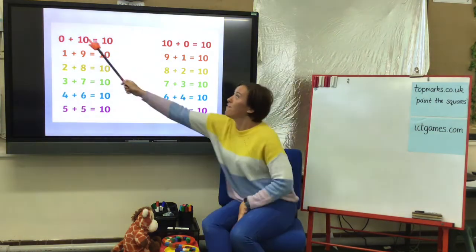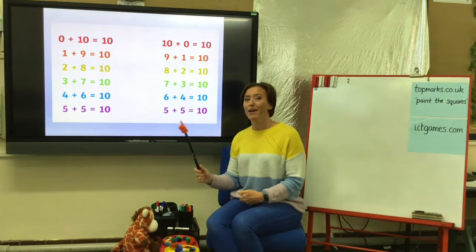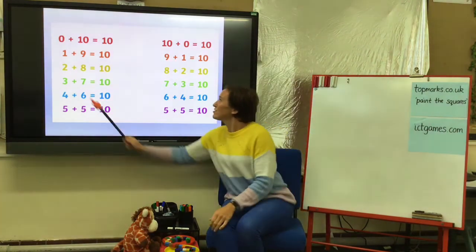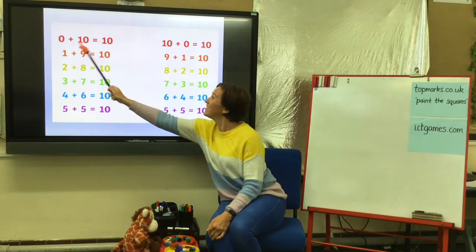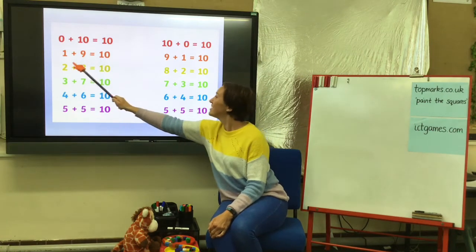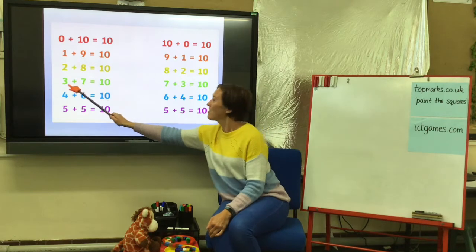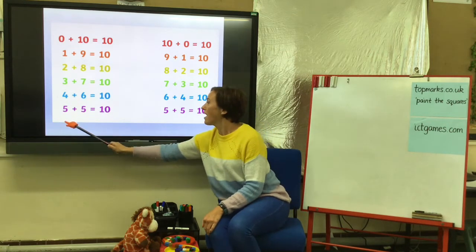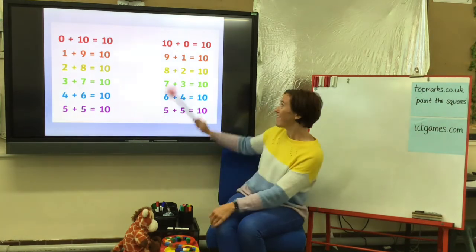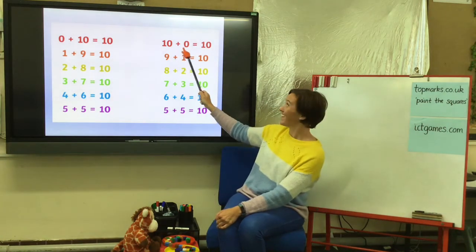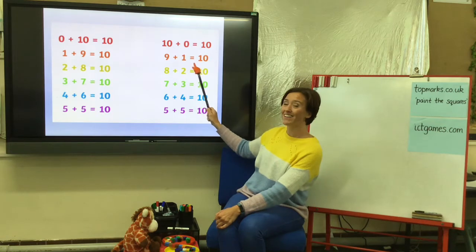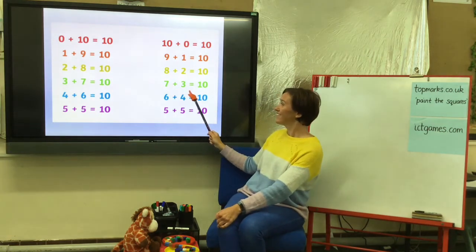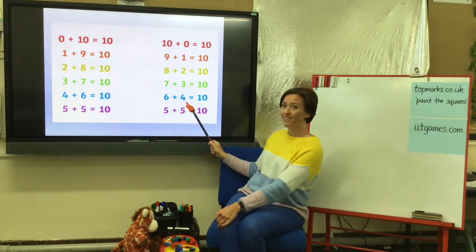I'm going to say the first number and I want you to shout back the number that goes with it to make 10, okay? So I'm going to start off 0, 1, 2, 3, 4, 5, okay, and then starting from the top, 10, 9, 8, 7, 6, 5.